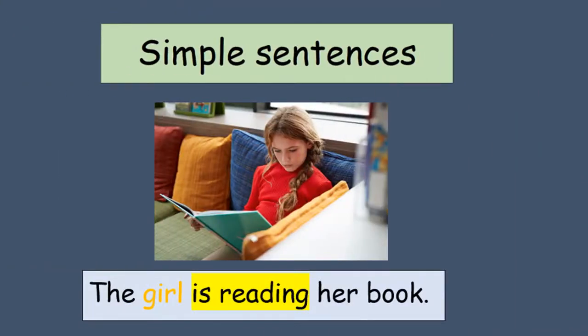We could write, the girl is reading her book. The girl is the subject. Is reading is the verb phrase and is showing a complete idea. So it is a simple sentence.